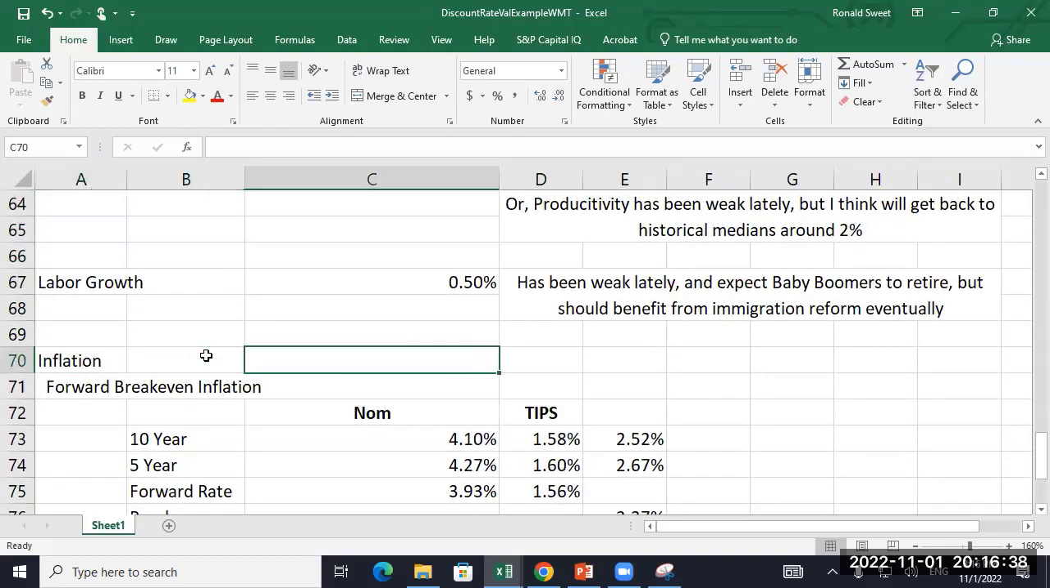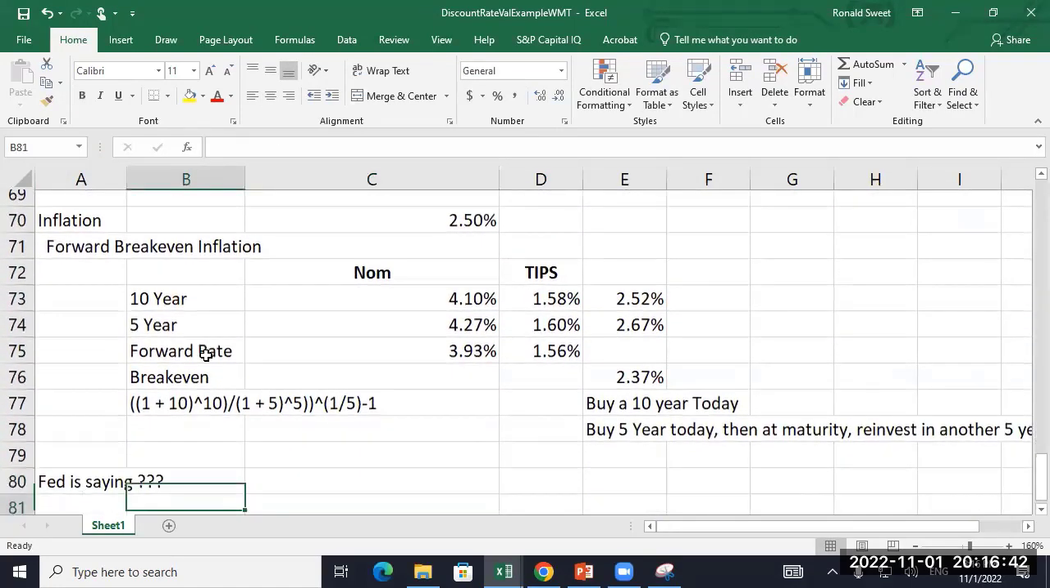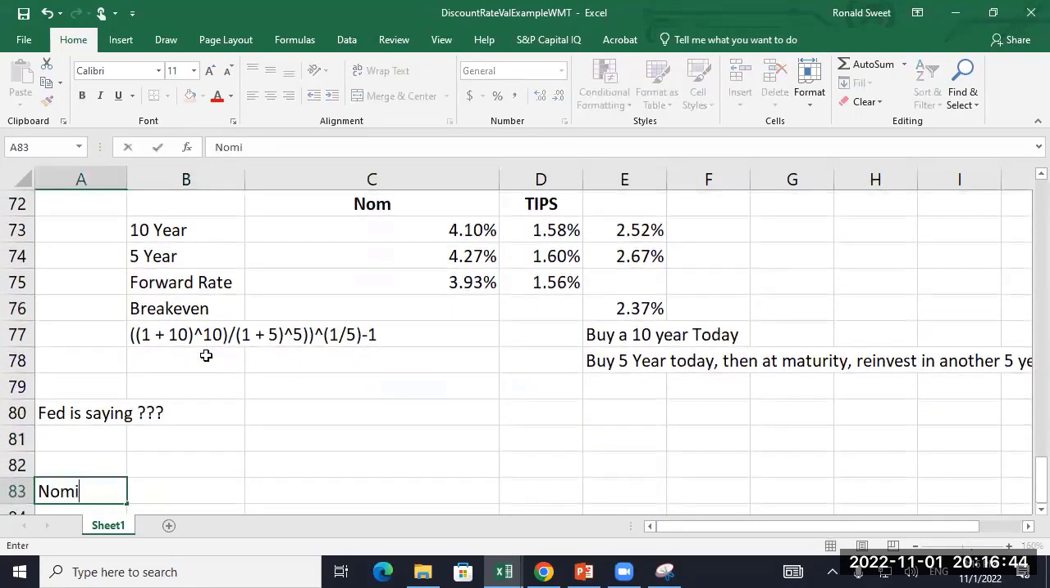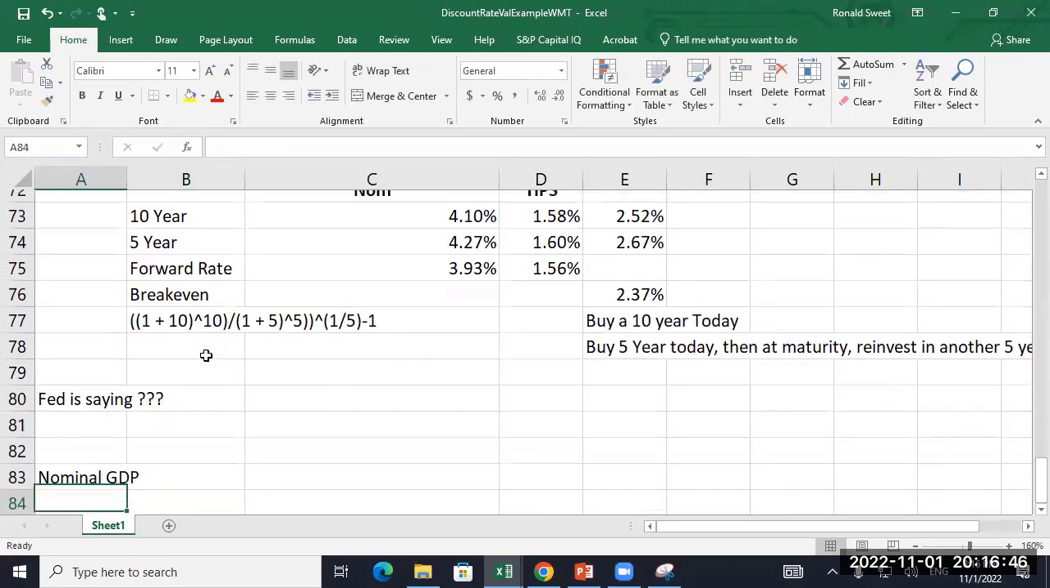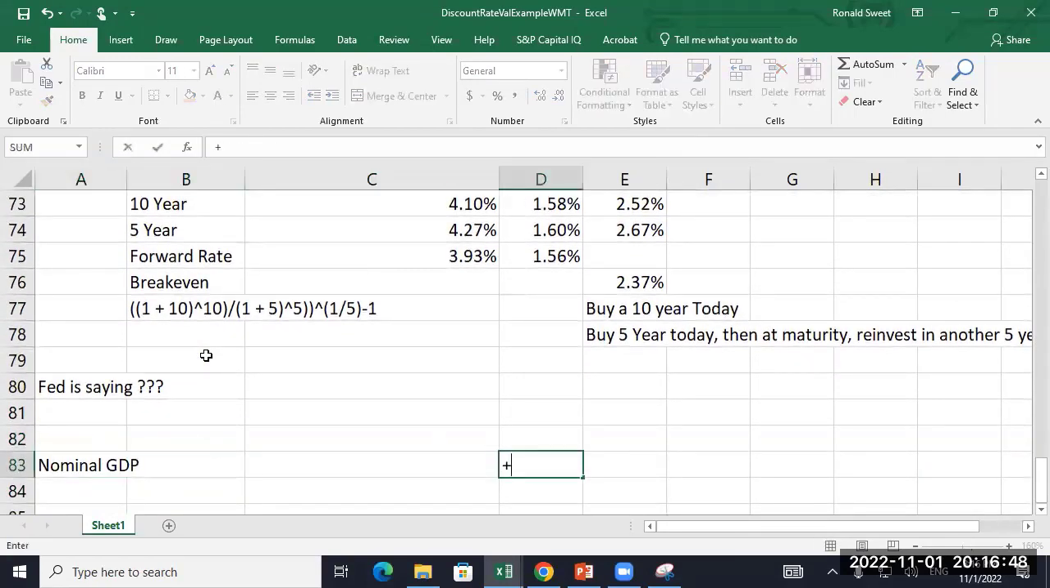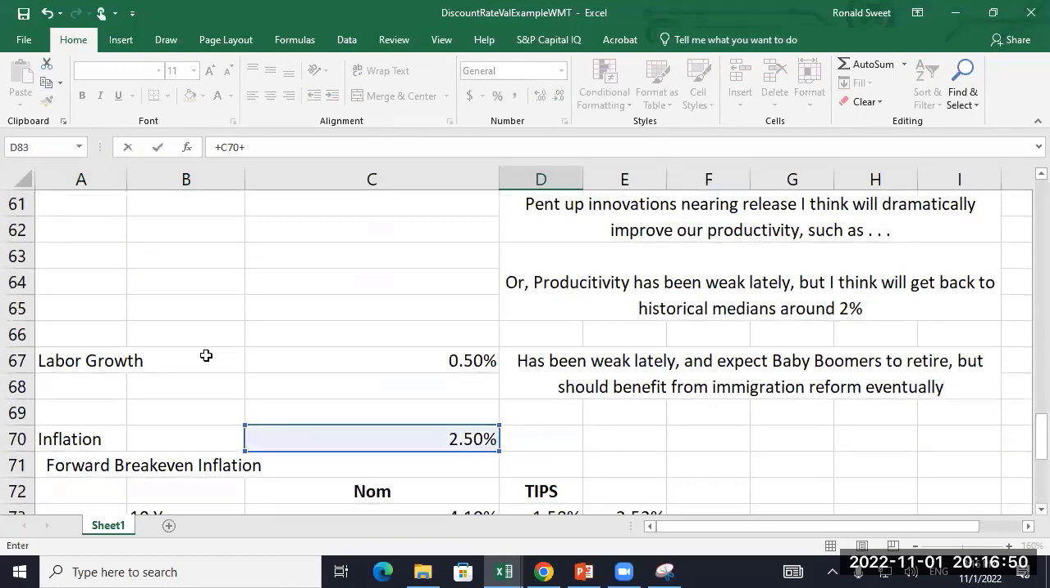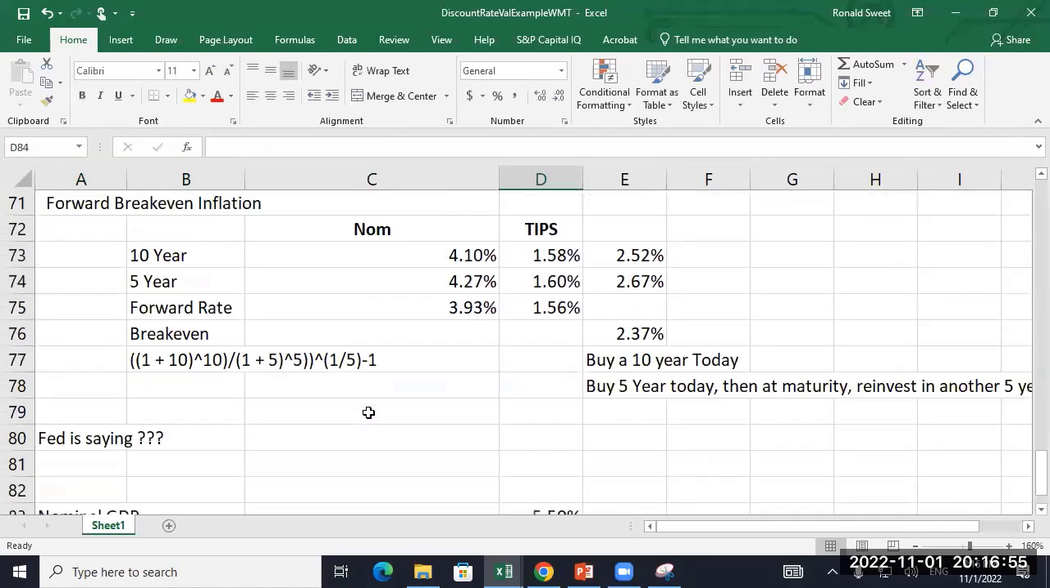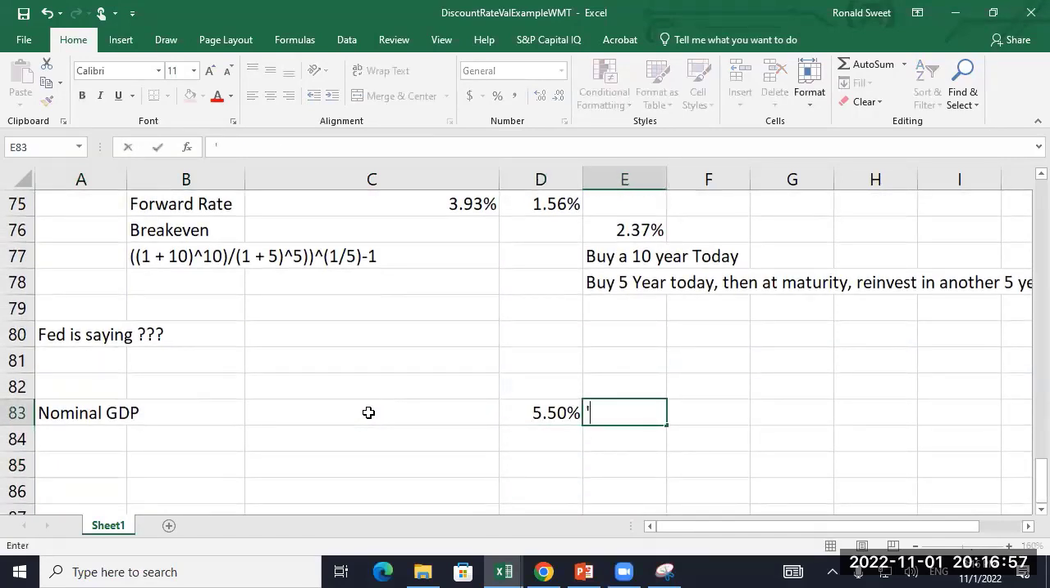So inflation, let's use 2.5%. And so that gives me nominal GDP, 2.5 plus 0.5 plus 2.5. That gives me 5.5. I think anything 4% to 6% is reasonable.